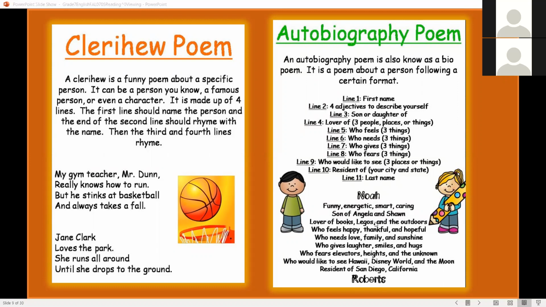We know who his parents' names are. We know what he loves, what makes him happy, what he needs, what he gives, and what he fears. So it's a little short biography all about you as a person. Okay. So if you had to write an autobiography poem of Nelson Mandela and you put his name in the front, what 4 adjectives would you use to describe him? Who is he the son of, daughter of? What are the 3 people, places, and things he likes to do, etc.? Okay. So there you get the gist of that one.